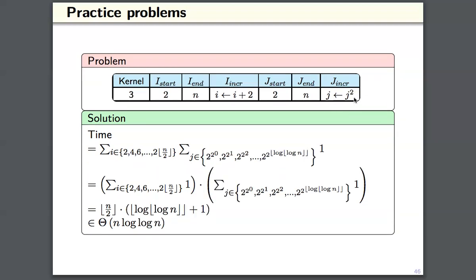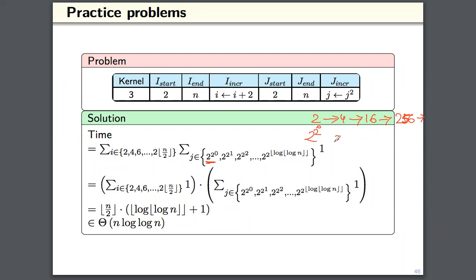j is equal to j squared. So what happens here? See, initially it is 2. And next time it is 2 squared, which is 4. 4 squared is 16. 16 squared is 256. Okay, now look at this. How does this grow? That's 65536.